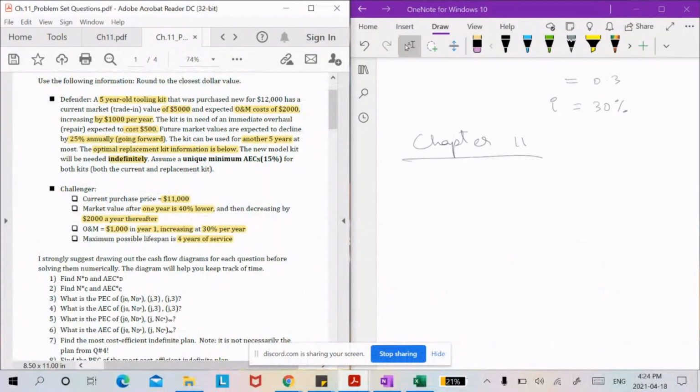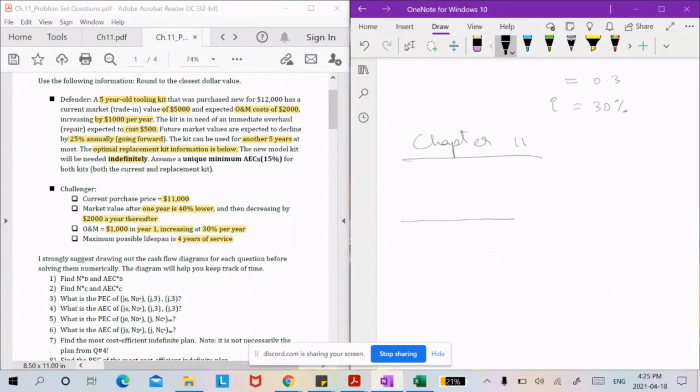Okay, cool. Like I said, the 12,000 has absolutely no use to us now. The operational costs are 2,000 in the first year, and they increase by 1,000 every year. And you need an overhaul right now of $500. So we're going to use that too. Future market values are expected to decline 25% annually. So what they're saying is the salvage value is going to be decreasing by 25% of this initial market value annually. And the max we can use this kit is for another 5 years. That's it. So you need to find the optimal plan for this kit.